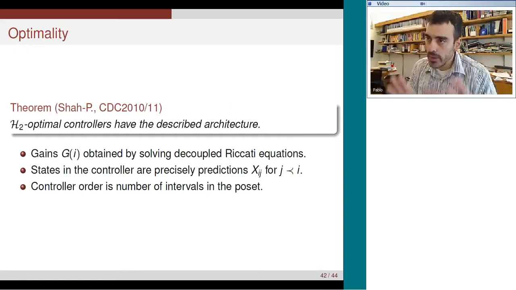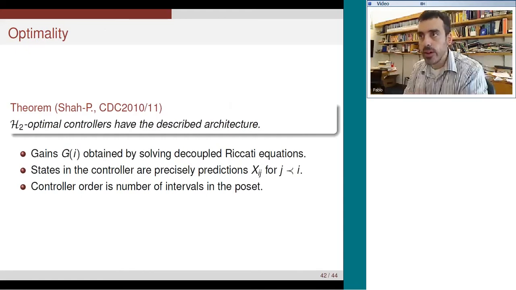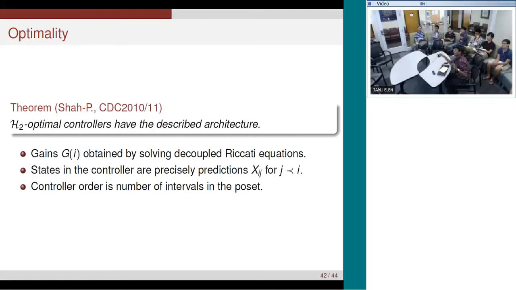On the one hand, we have this architecture, and on the other hand, we have an optimality result that will tell you that optimal controllers will have this architecture. There's a whole bunch of things that we can do in terms of understanding the structure of it. Question? Yep. Can you go back one slide?